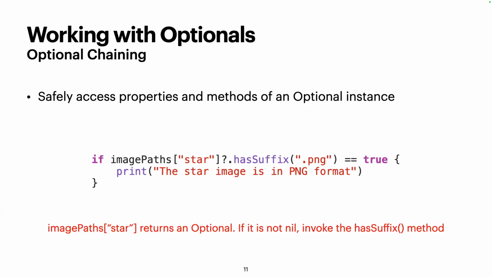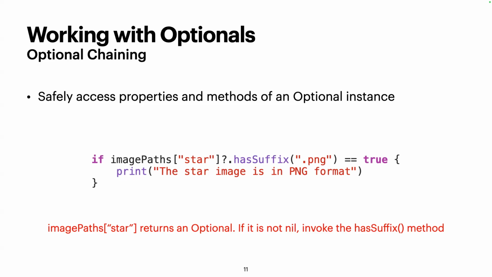So in this case, we try to get the value associated with the key "star". That returns an optional String, because our dictionary's key is of type String and value is of type String. And we want to call this method called hasSuffix. Does this string have the suffix ".png"? If it's true, we print this statement out.